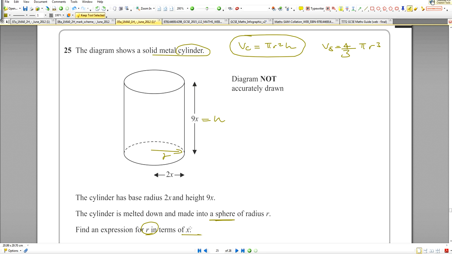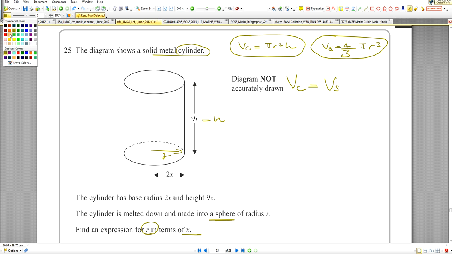So they're talking about melting it down, so they're talking about volume. So the volume of the cylinder must be equal to the volume of the sphere. So it's volume of cylinder equals volume of sphere. That's a cylinder, which is like a drinks can. That's like a football, a sphere. So let's start putting in some values.